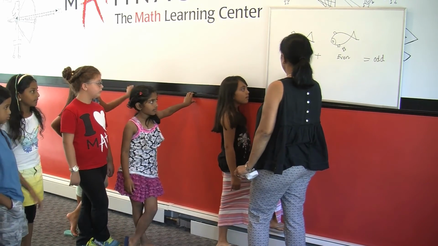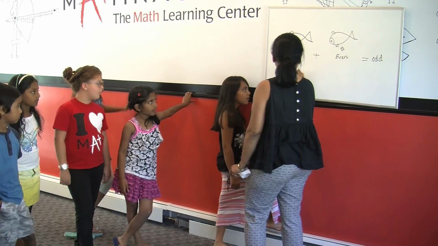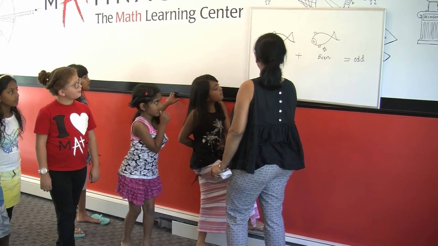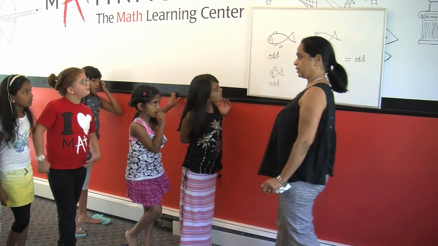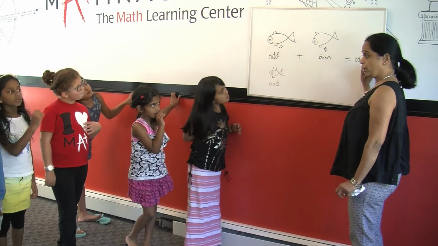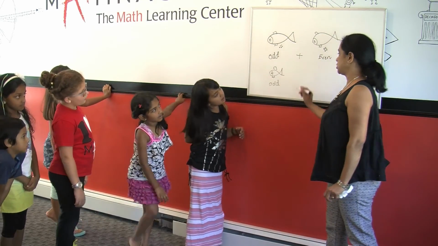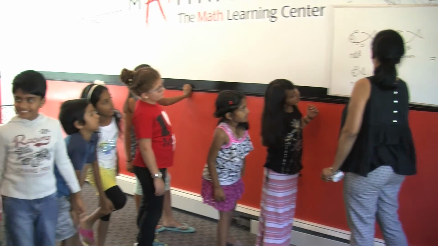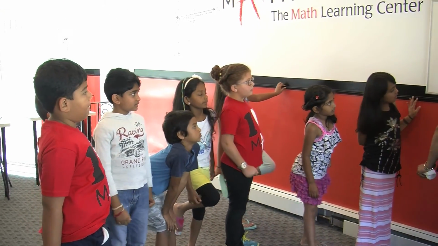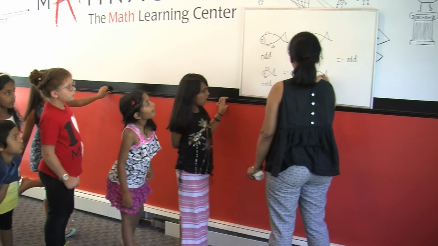Now there's another third mama fish. Again she laid an odd number of eggs. So there will be odd. Now odd plus odd is? Even. Odd plus odd is even.